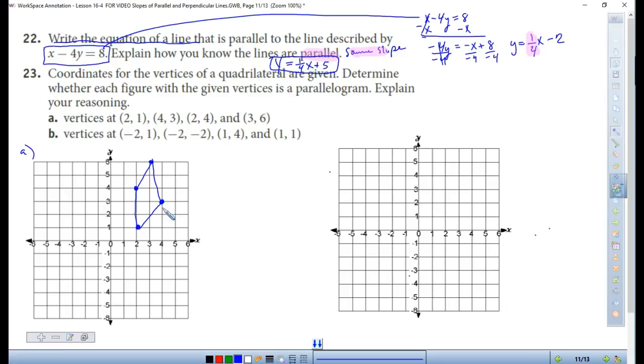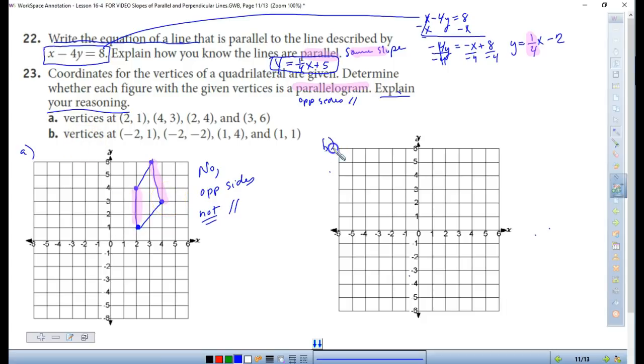In order to be, if you remember the definition of a parallelogram, opposite sides parallel. So if I look at these sides here, one's vertical, one's not. So no, opposite sides are not parallel. That's why it's not a parallelogram. That's how I'm explaining my reasoning. Even if this other side was, but it's not, 2/1 and 2/2. So even if one pair of sides was parallel, if the other pair isn't, then it's not a parallelogram.